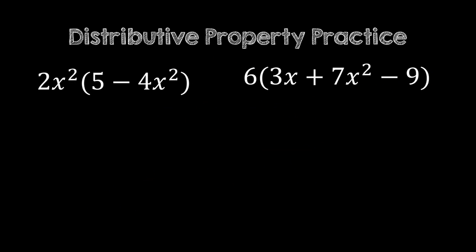All right, here are some examples. This looks like what we just did, but we're going to change it up because this is x squared. So 2 times 5 gives us 10. 5 doesn't have an x, so we carry the x squared with us. And then 2 times -4 is -8. But now we have x squared times x squared. So 2 plus 2 gives us 4.